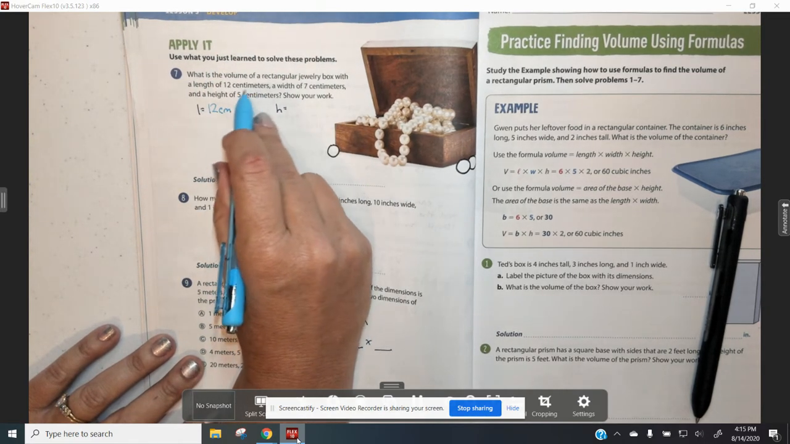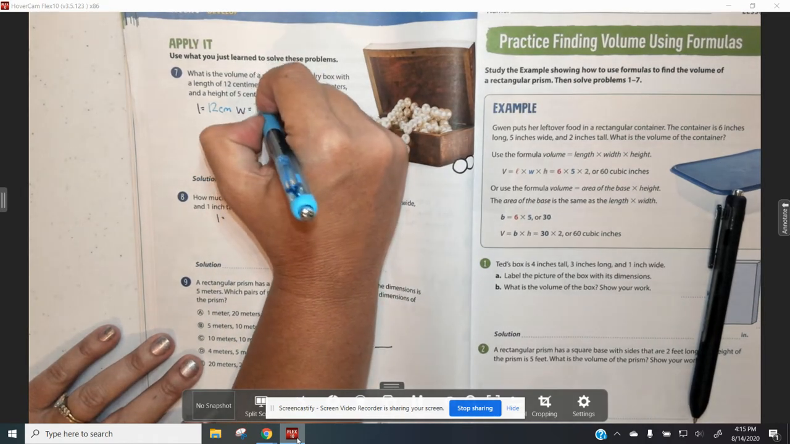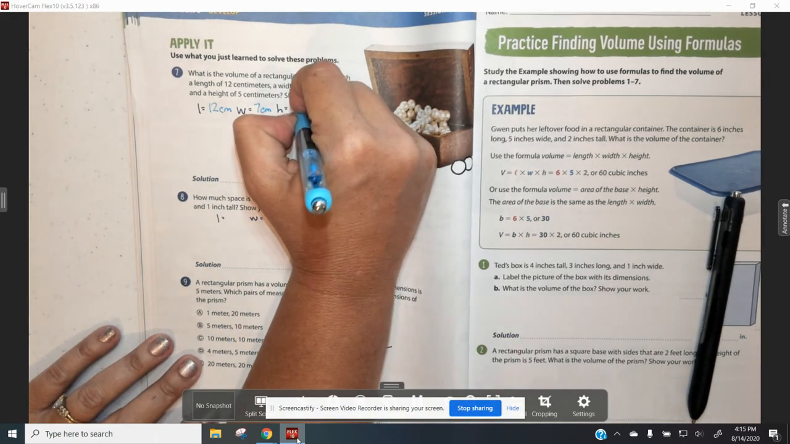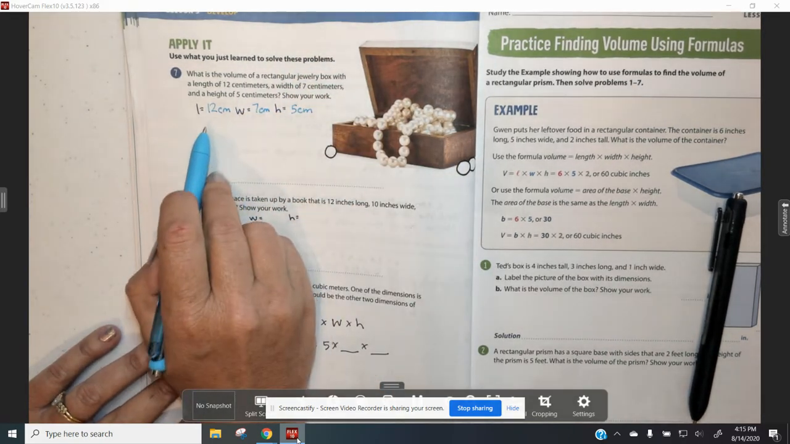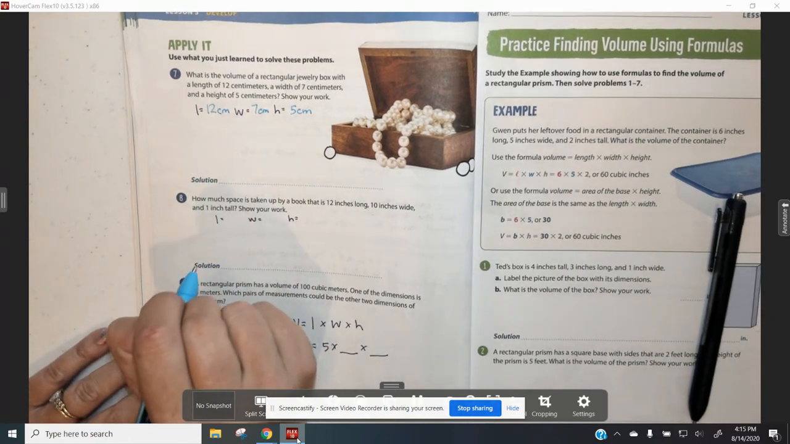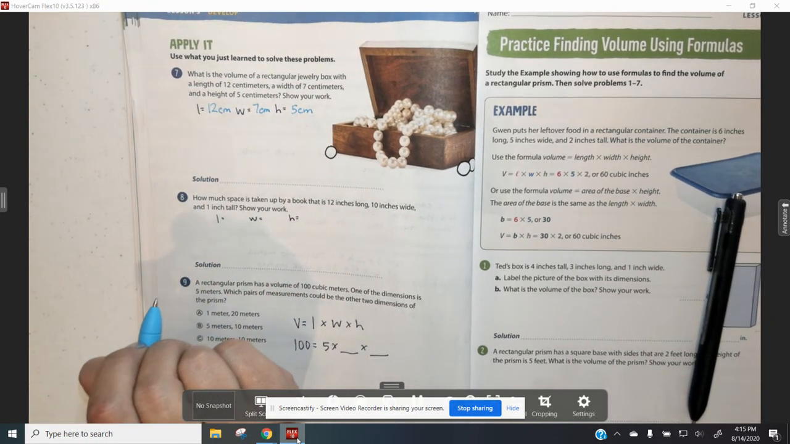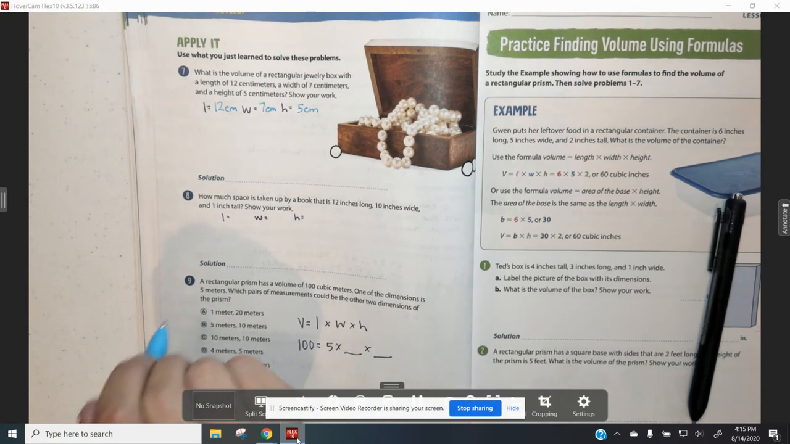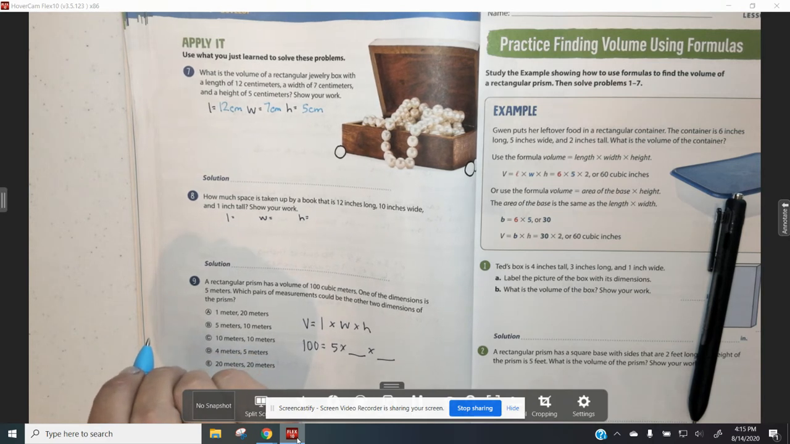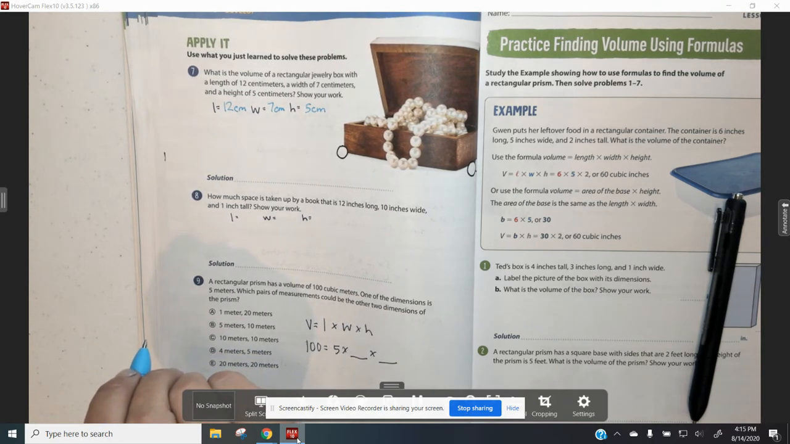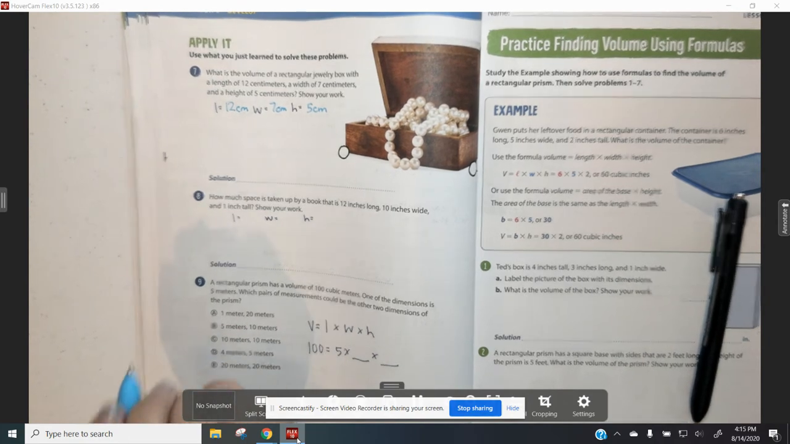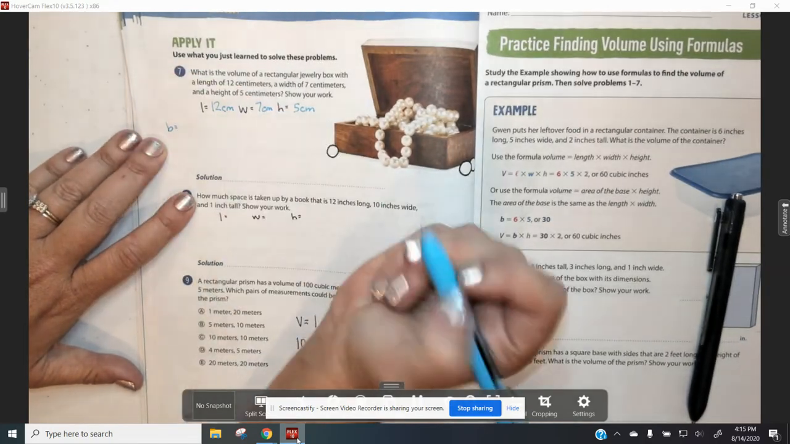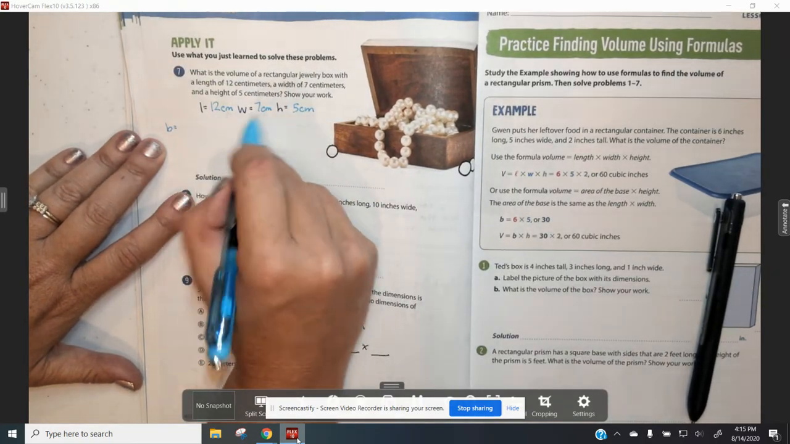The width is 7 centimeters. And the height is 5 centimeters. Now, we're going to go ahead and choose the method that we want to use to figure out the volume of this figure. I think for this case, I'm going to go with base times height. So the base is going to be 12 times 7, length times width.